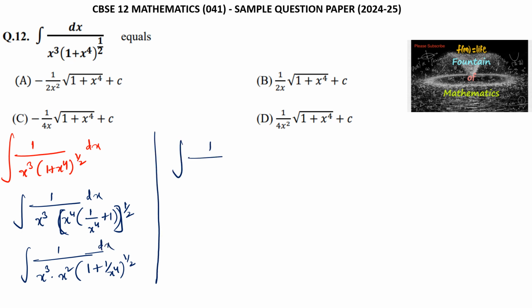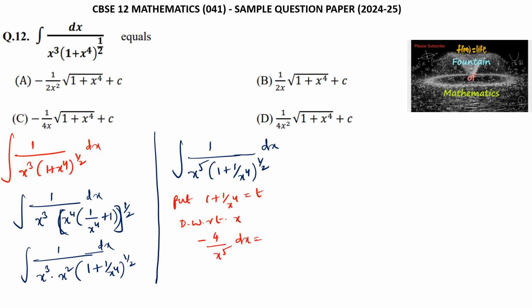That is integral of 1 upon x to the power of 5 times (1 plus 1 upon x power 4) whole to the power 1 by 2 dx. Let us substitute 1 plus 1 upon x power 4 equal to t. So on differentiating, we get minus 4 divided by x to the power of 5 dx is equal to dt. Or we can write 1 upon x power 5 dx is equal to minus dt divided by 4.